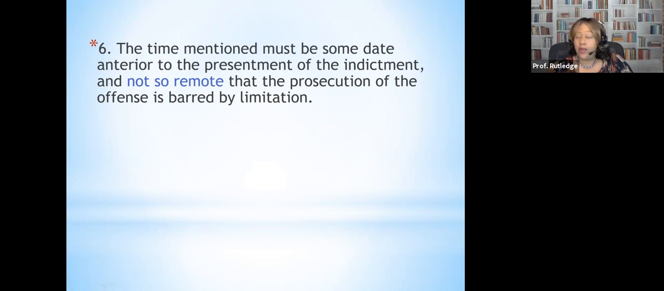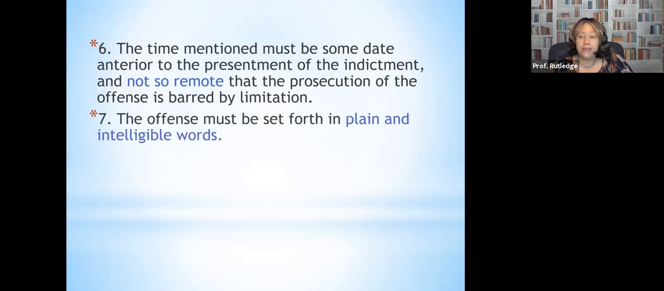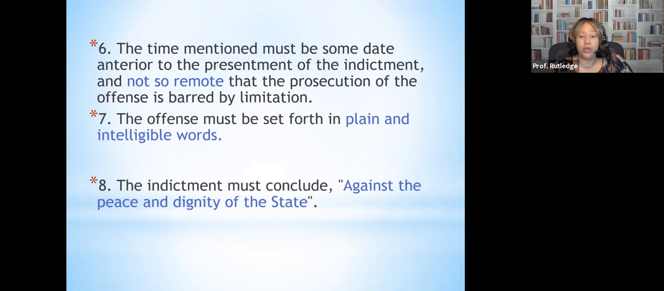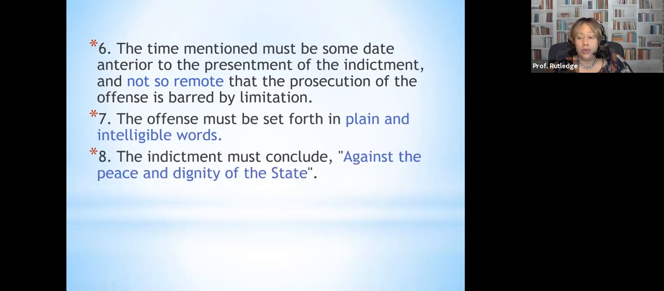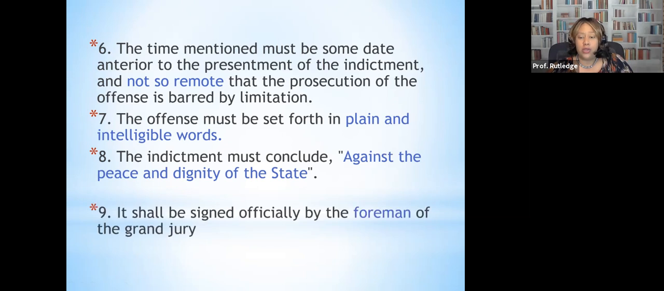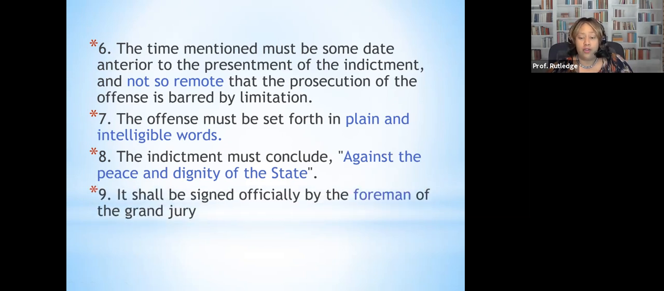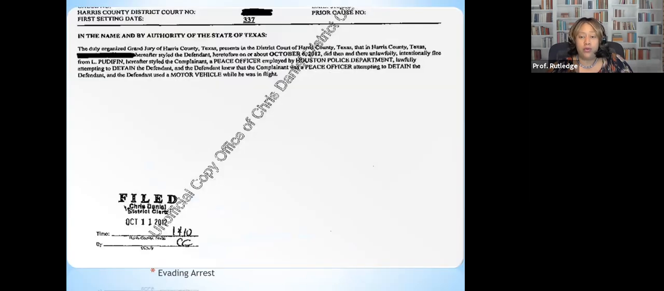For example, murder has no statute of limitations. Rape, sexual assault, I believe, is 10 years. The offense must be set forth in plain, intelligible words. Indictments must conclude against the peace and dignity of the state. And you saw that in the documents that I showed you. It shall be signed officially by the foreman of the grand jury. That's under Article 21.02 of the Code of Criminal Procedure.